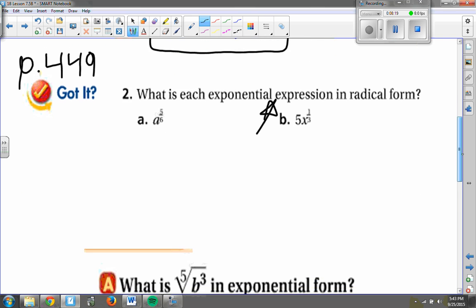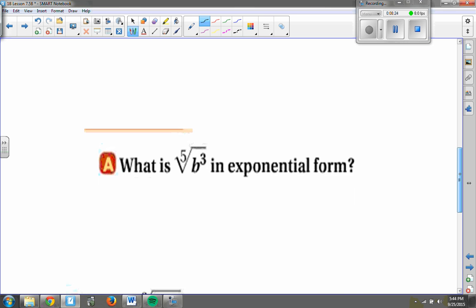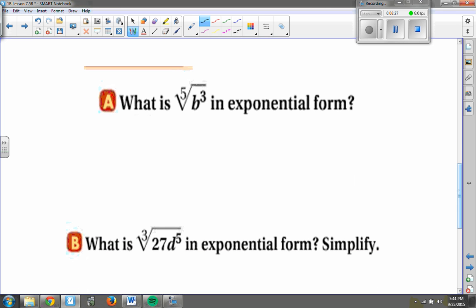Okay, let's go on then and go the other direction. Okay, we just worked on writing things that had rational exponents in radicals. Now we're going to go backwards and we're going to write things that are already radicals in exponent form or in exponential form. Exponential means with exponents. So they're giving us this expression, the 5th root of b to the 3rd power.